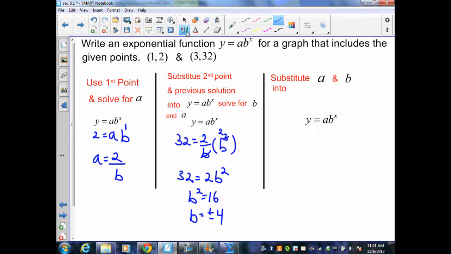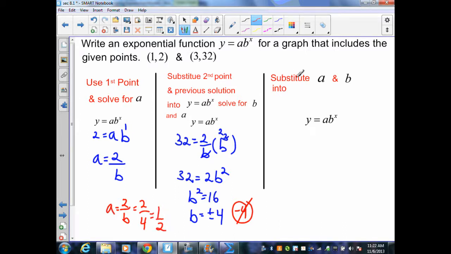Now, I need to go back and solve for a. Well, I know that a is determined to be 2 over b. But I have two values for b. I have a positive 4 and a negative 4. But from my second slide on this section, it defines that b in an exponential function must be greater than 0. Therefore, I know that negative 4 will not be used. So I'm just going to use the positive 4. So when I substitute in, I get 2 over b, which is 4, equals 1/2.